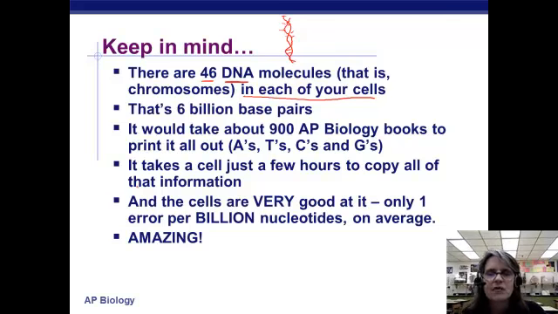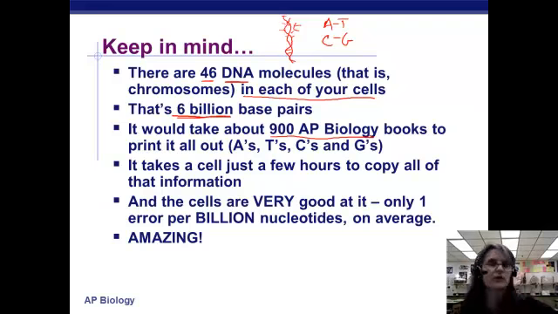If you add up all the base pairs, all the A's to T's and C's to G's, in those 46 DNA molecules, that's about 6 billion base pairs. 6 billion. You need to understand how much information that is. That is like 900 of your AP biology books, which I know you haven't used, but if you'll recall it, well, here it is.